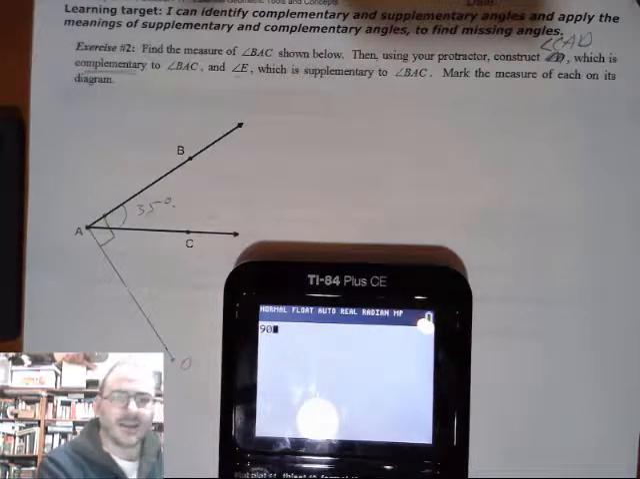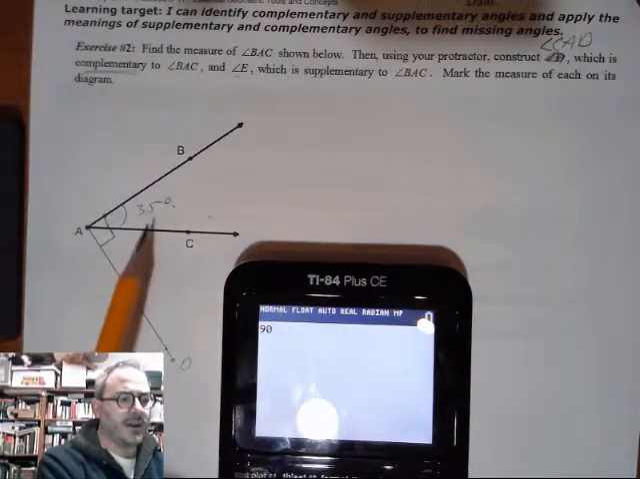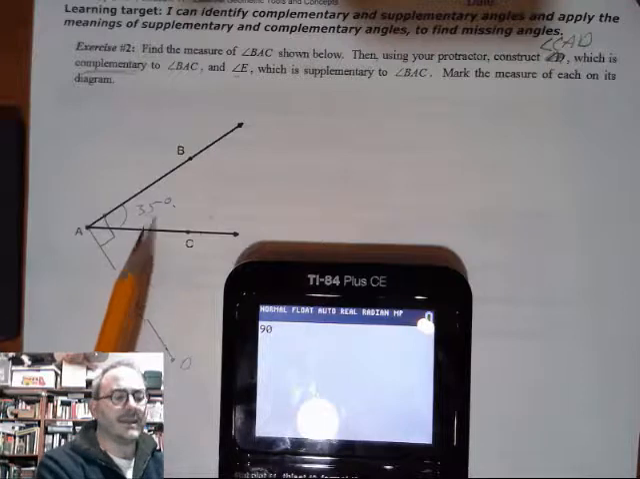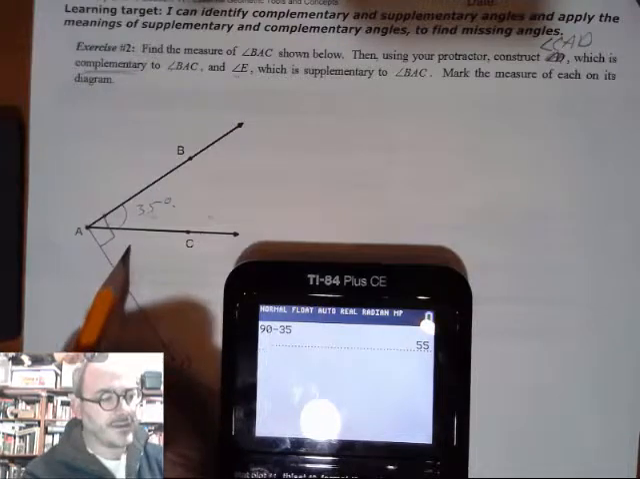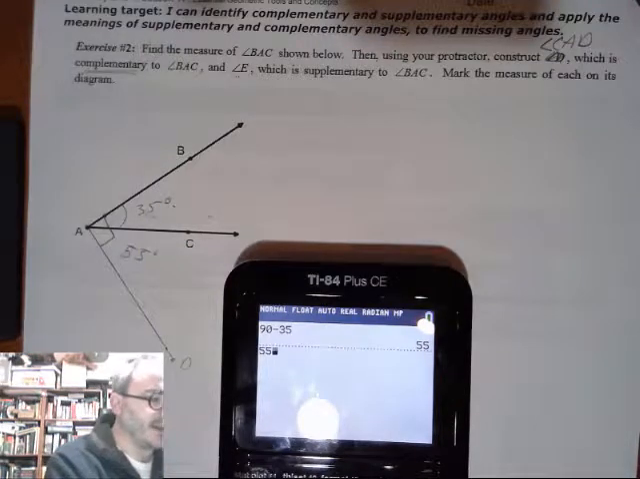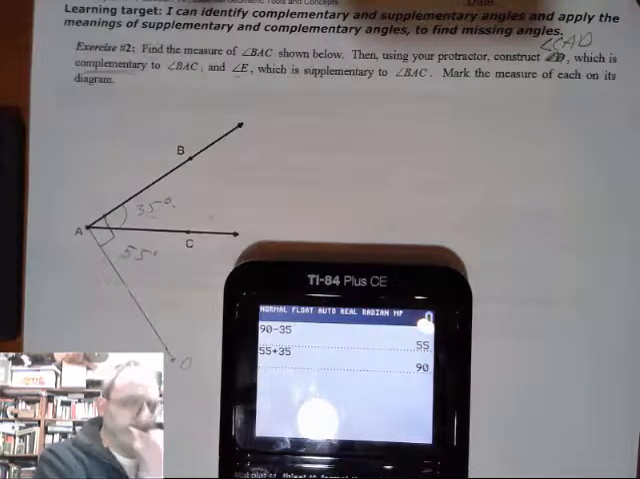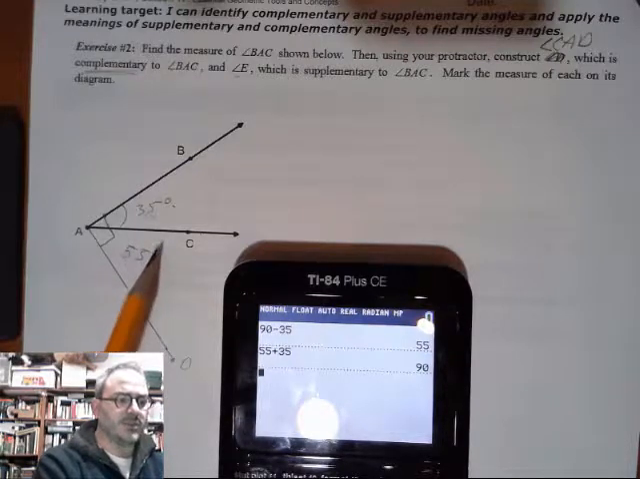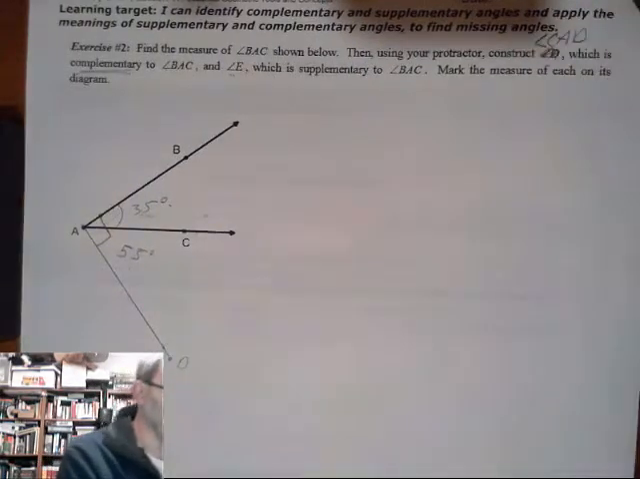Complementary angles add up to 90 degrees. I put 90 in my calculator. I know that the angle complementary to 35 is going to be 90 minus 35. 90 minus 35 gives me 55, because 55 plus 35 is 90. See that? This is complementary to this. So to construct an angle D all by itself, I need to construct an angle that's exactly 55 degrees.